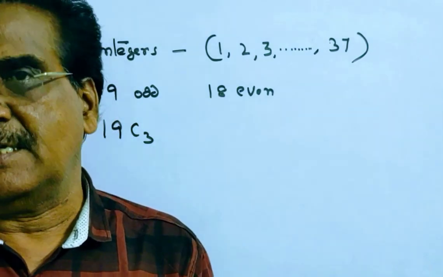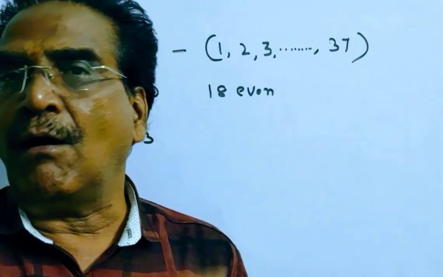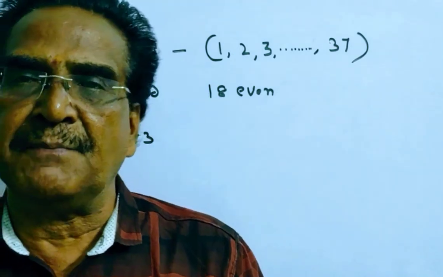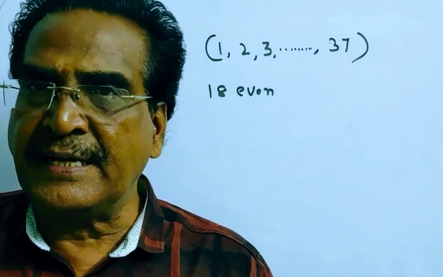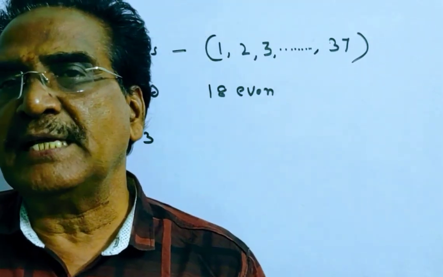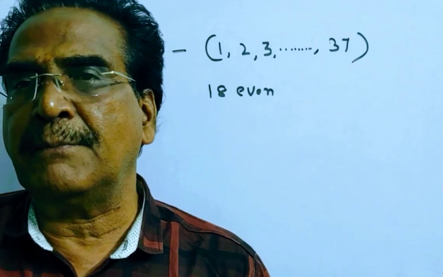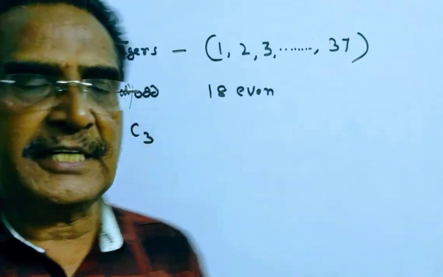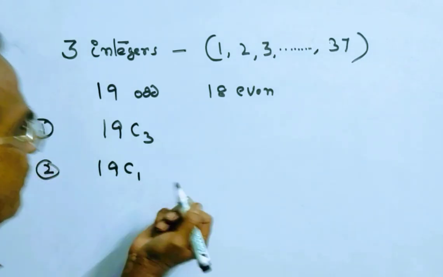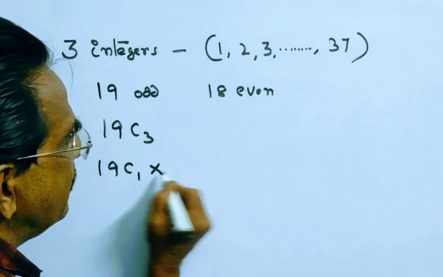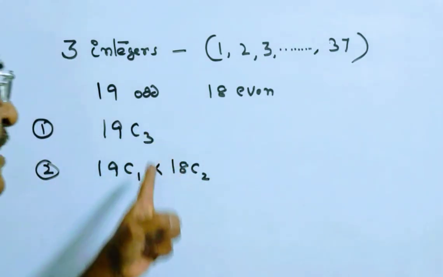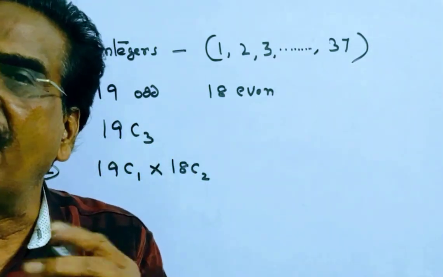And coming to the second case, one odd number and two even numbers. One odd number plus two even numbers. Sum of two even numbers is even. Odd plus even is equal to odd. So, the second possibility is selecting one odd number and two even numbers. That is possible in 19C1 times 18C2 ways. The sum of these two is the required answer.